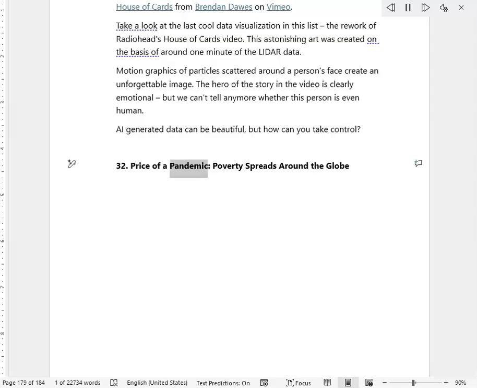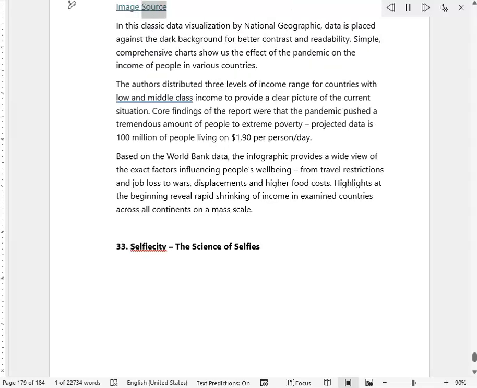32. Price of a pandemic. Poverty spreads around the globe. Image source. In this classic data visualization by National Geographic, data is placed against the dark background for better contrast and readability. Simple, comprehensive charts show us the effect of the pandemic on the income of people in various countries. The authors distributed 3 levels of income range for countries with low and middle-class income to provide a clear picture of the current situation.